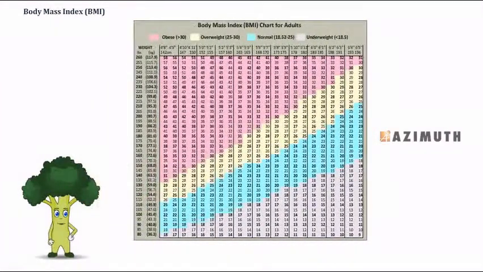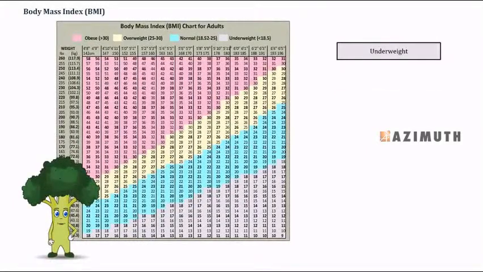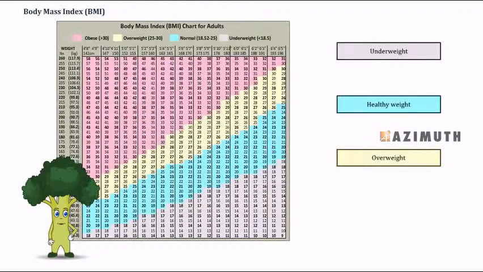This is the BMI chart. Depending on your BMI score, a percentile ranking is determined. Based on the percentile range, the BMI is categorized into underweight, healthy weight, overweight and obese.